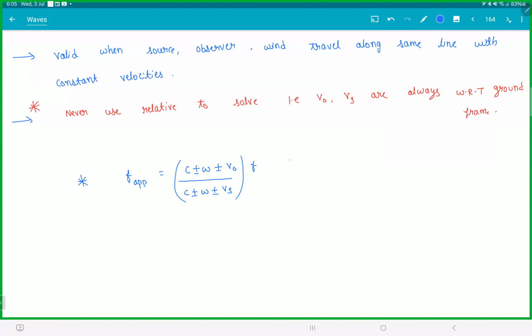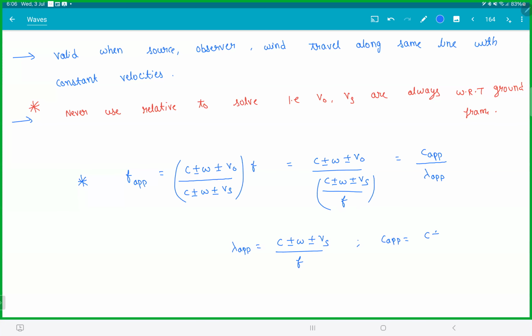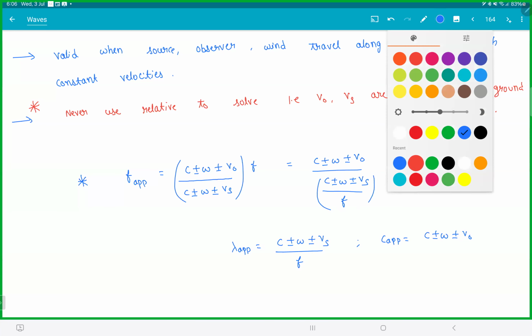So you need not do everything there. It is there in this question only, in this part. C minus W plus or minus V observer by C plus or minus W plus or minus Vs. Bring that F down. So this is basically the C apparent, the numerator, by lambda apparent, the denominator. So if someone asks you to find the apparent wavelength, you just need to put that F down and you got your apparent wavelength: C plus or minus W plus or minus Vs by F. C apparent is C plus or minus wind plus or minus V observer. So that formula contains both C apparent and lambda apparent. There's no need to solve it separately.